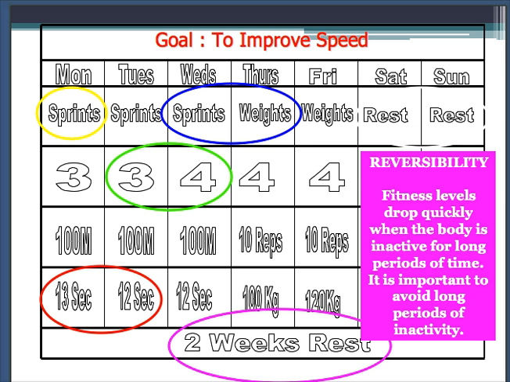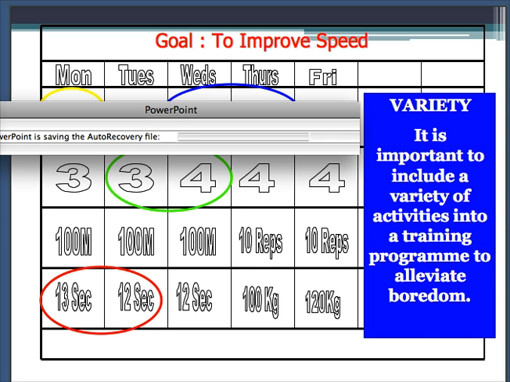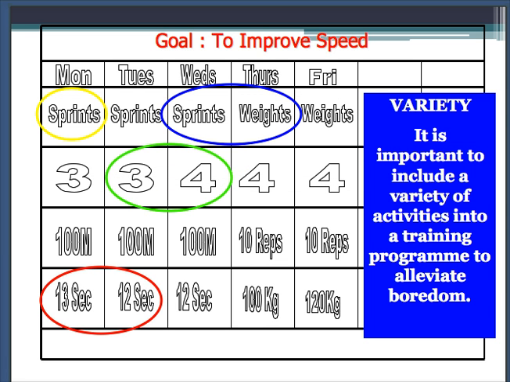Reversibility, whatever you gain you can lose. Fitness levels will drop quickly if you are inactive for extended periods of time. Variety is important, or another common term is also tedium. Basically it means that you don't get bored with the training, you're not doing the same thing over and over and over again.